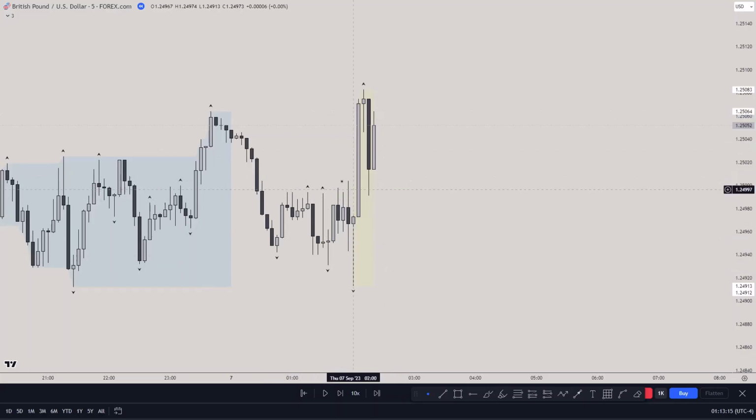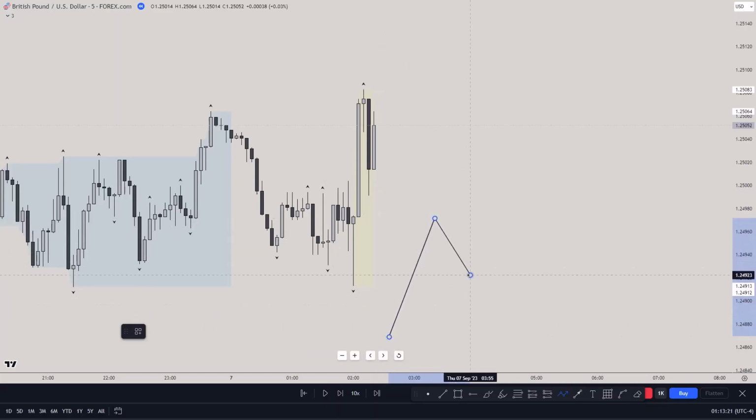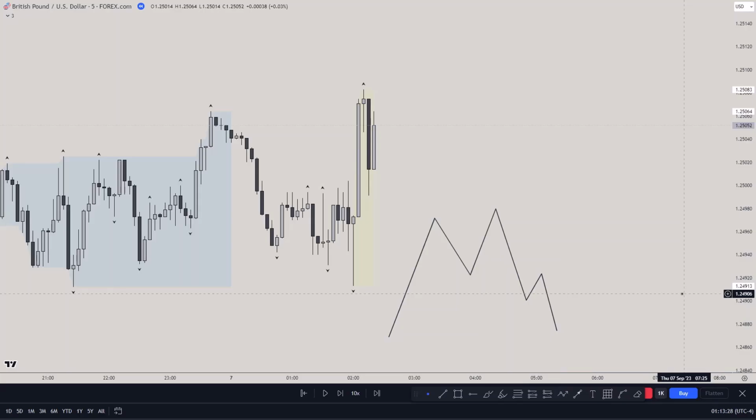This can be considered as a breaker block, but it's not clean. What I want to see is this. I want to see something very clean like this. Very clear legs and then very clear displacement and the price coming there. You see, that's what I wanted to see.